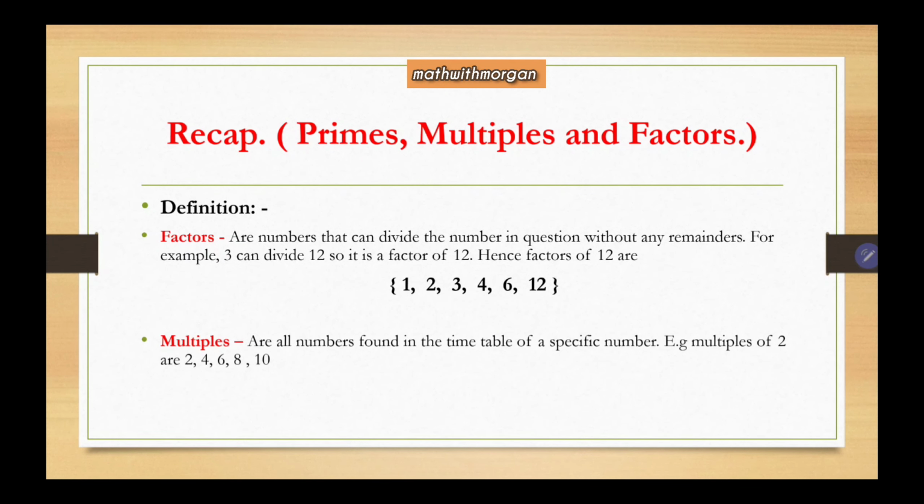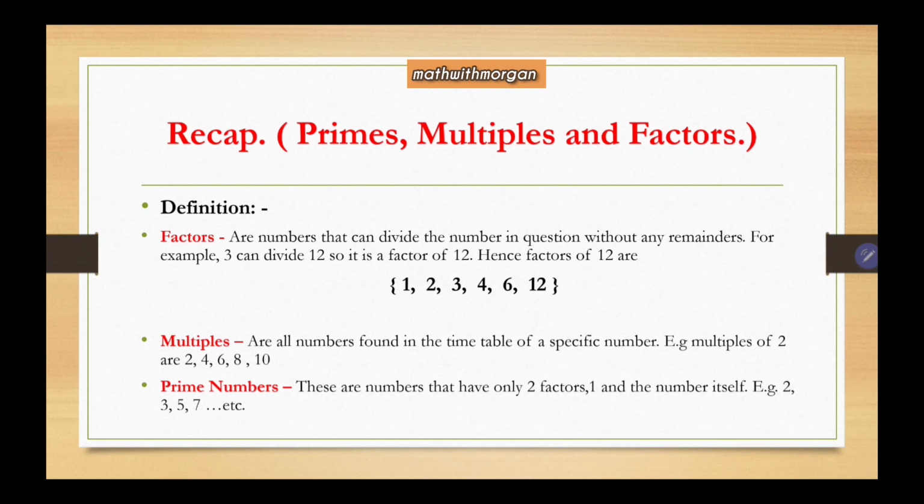Okay. Multiples are all numbers found in the timetable of a specific number. For example, the multiples of 2 are simply 2, 4, 6, 8, and 10. It goes on and on.